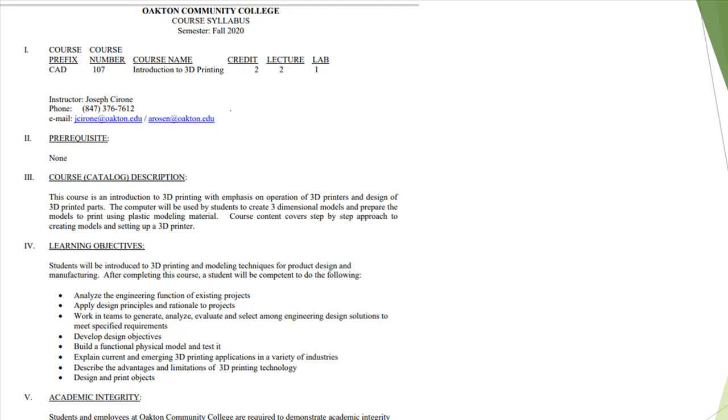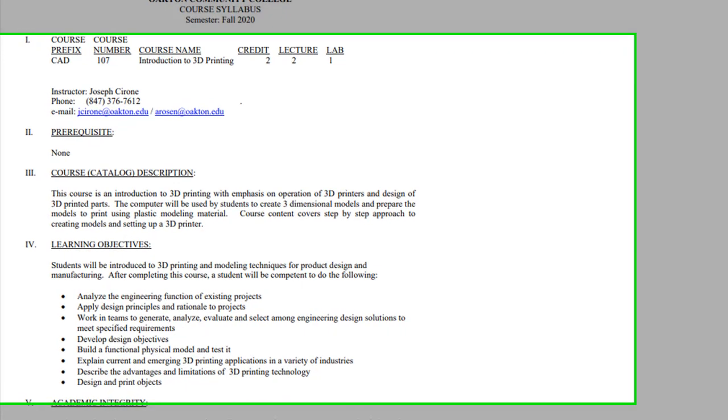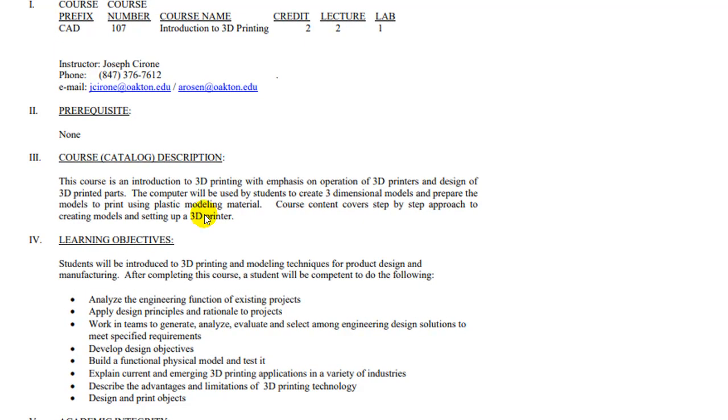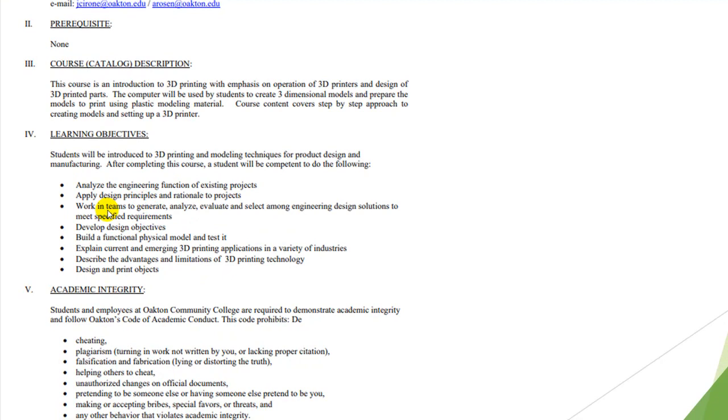So the learning objectives are to analyze engineering functions of existing projects, apply design principles, work in teams, develop design objectives, build functional physical models and test them, explain current and emerging 3D printing applications, describe the advantages and limitations of 3D printing, and to design and print objects. And lastly, on this last learning objective, that's the main focus. We're going to be going through and doing a lot of design and print.